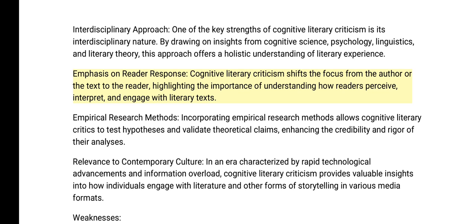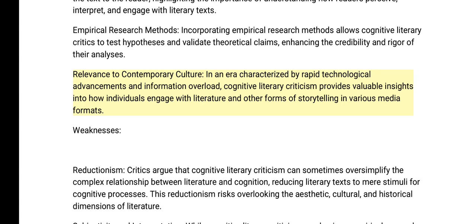Empirical research methods. Incorporating empirical research methods allows cognitive literary critics to test hypotheses and validate theoretical claims, enhancing the credibility and rigor of their analyses. Relevance to contemporary culture. In an era characterized by rapid technological advancements and information overload, cognitive literary criticism provides valuable insights into how individuals engage with literature and other forms of storytelling in various media formats.